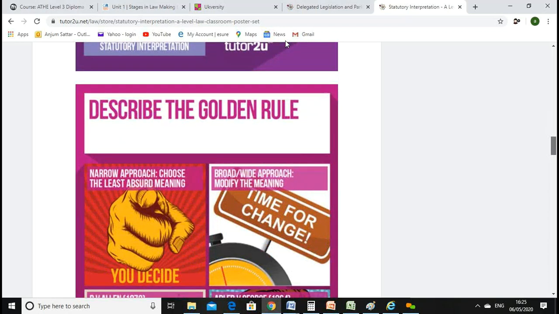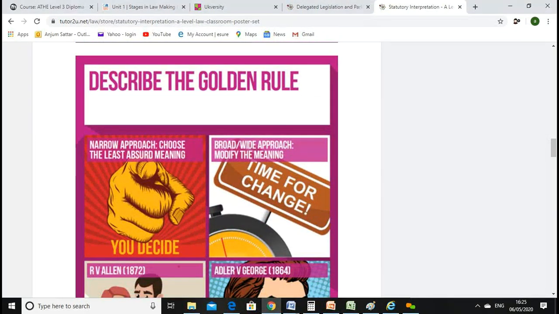Okay, then next is the golden rule. So what is the golden rule then? It is a narrow approach to the least absurd meaning, yes? A broad and wide approach, and you modify the meaning. You can modify it, you the professional. We use the words professional judgment, yes?